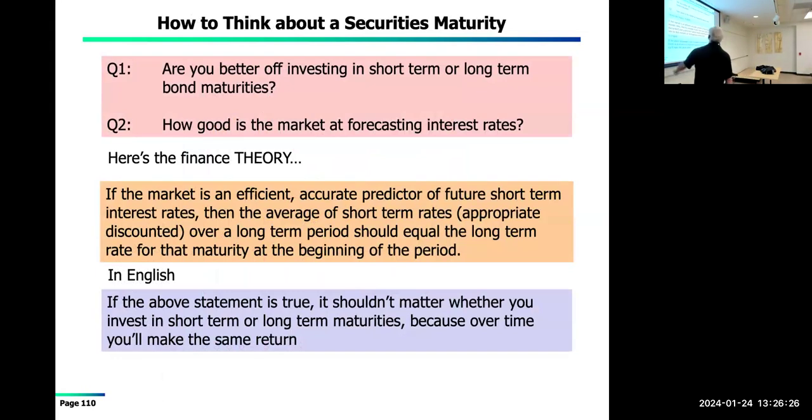Okay. So how to think about security maturity. First, are you investing? It's the classic: are you better investing in the short term or the long term? How good is the market at forecasting interest rates? Remember, if the market was a perfect forecaster of interest rates, then it shouldn't matter what you do, because you're going to get the same returns. So it shouldn't matter whether you just buy a series of short-term interest rates or you buy long-term interest rates. Huh. Do I have news for you?